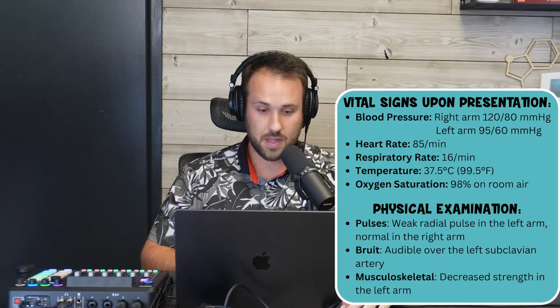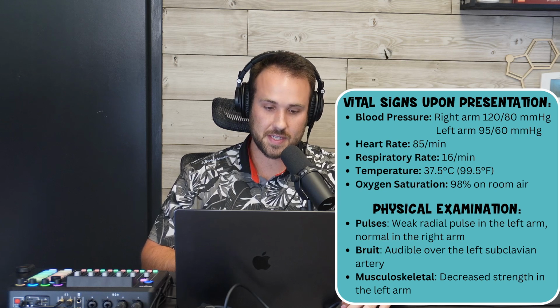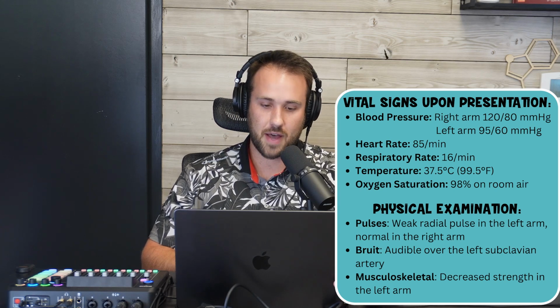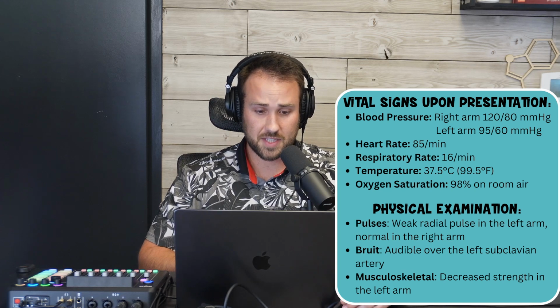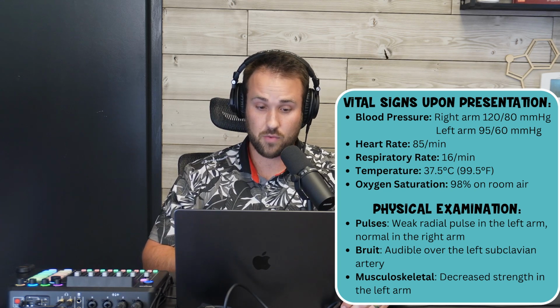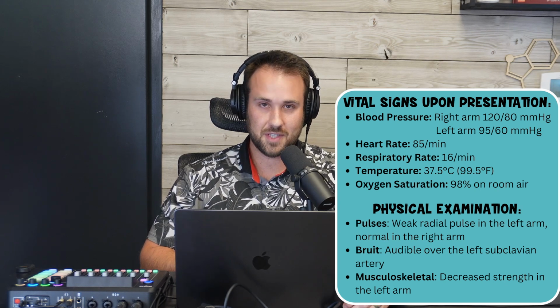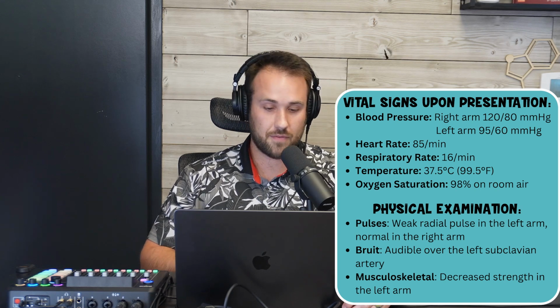We have their heart rate, 85. Respiratory rate is 16. Temp is 37.5 Celsius. And her SpO2 is 98% room air. On her exam, pulses: there's a weak radial pulse in her left arm, normal in the right arm. There is an audible bruit over the left subclavian artery. MSK, decreased strength overall in her left arm.